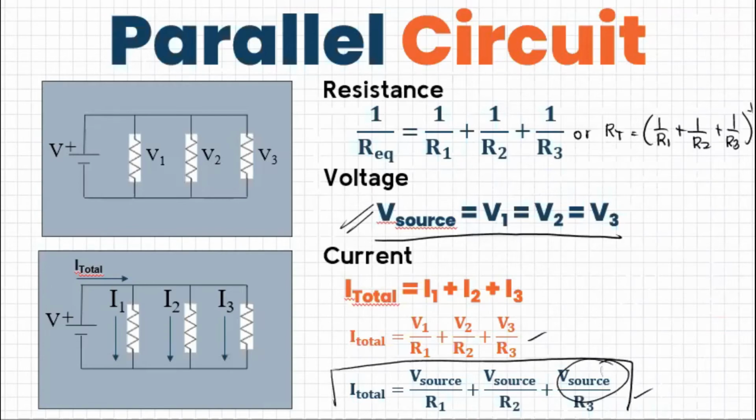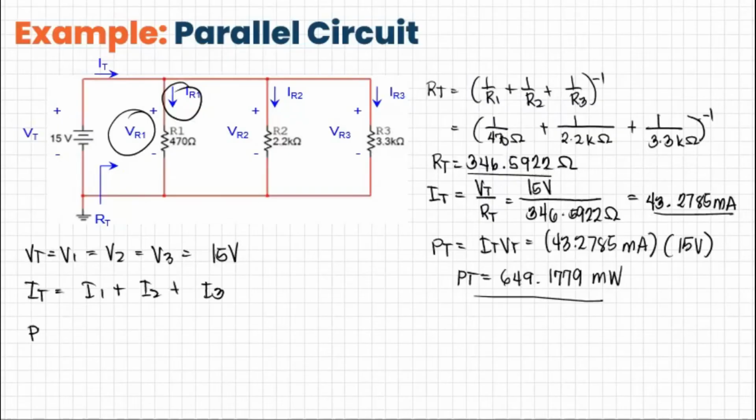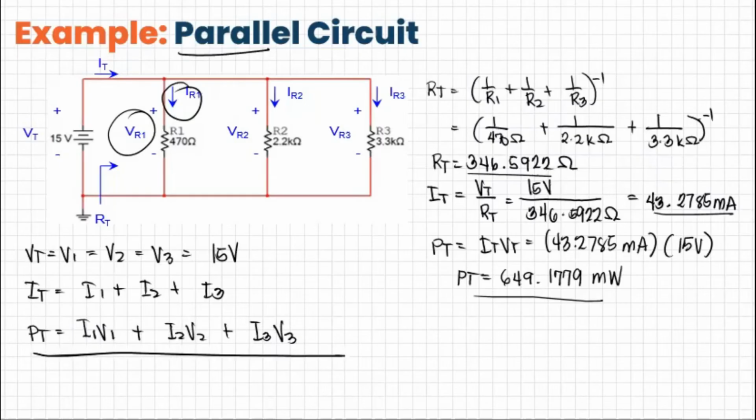And then for PT, PT is equal to I1 V1 plus I2 V2 plus I3 V3. It's the same here. Whether it is parallel or series, PT is just a summation of the currents and voltages, because energy doesn't matter on a given circuit; it is just absorbed or released. So that would be for parallel.